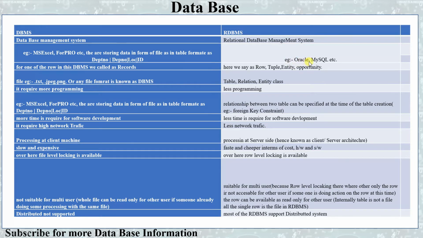Okay, and the RDBMS examples are Oracle, MySQL, SQL Server, etc. They store the data in a database. It is nothing but a table, but that table contains rows, and each row is a file in it. In a database management system, a row is called a record.